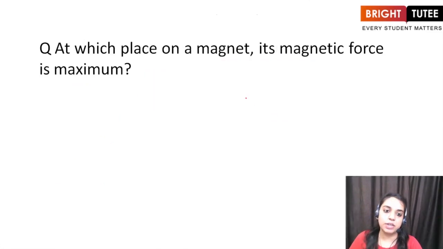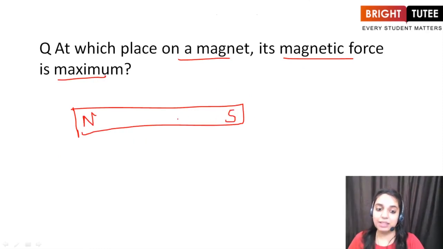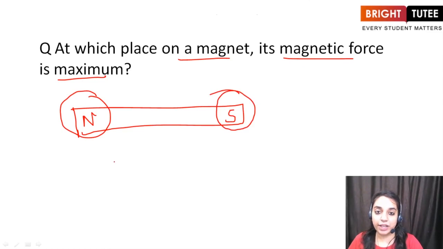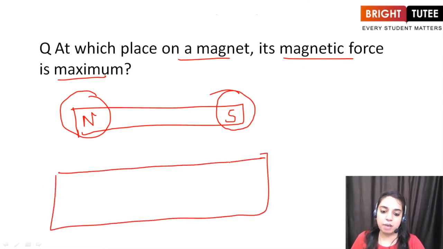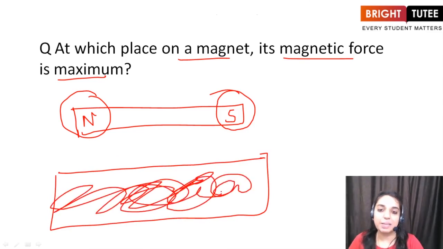Next question is, children, at which place on a magnet is its magnetic force maximum? So children, we have this magnet with the poles north and south. The place where this has maximum magnetic force is these poles, north and south. And how can we verify this? We can verify this with the help of an activity wherein we will take some iron fillings. These are the iron fillings. Just imagine them to be iron fillings.